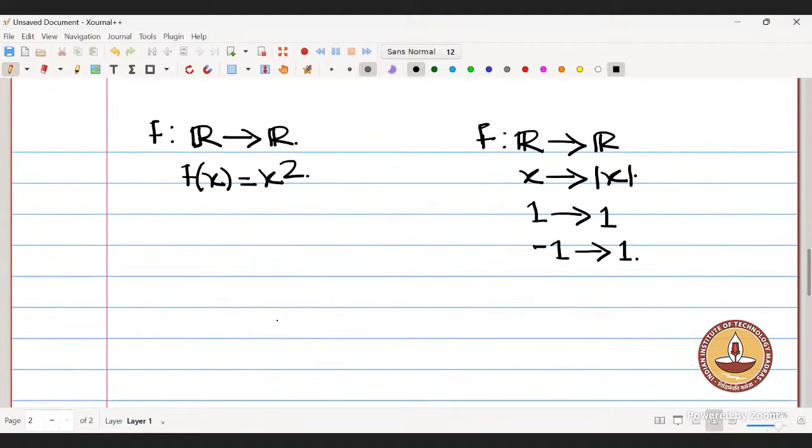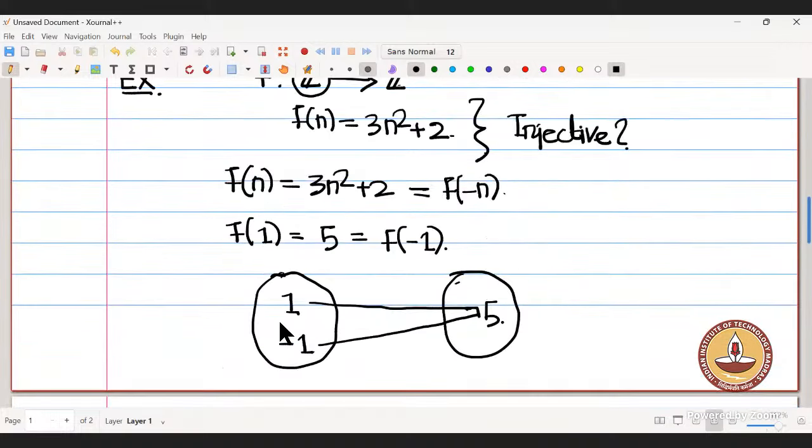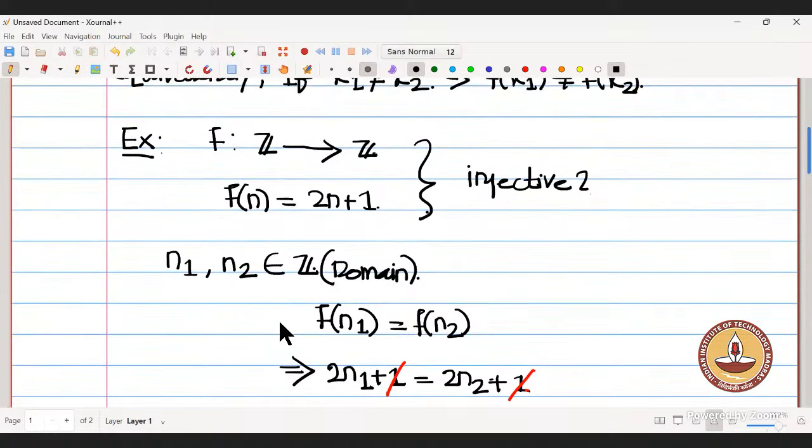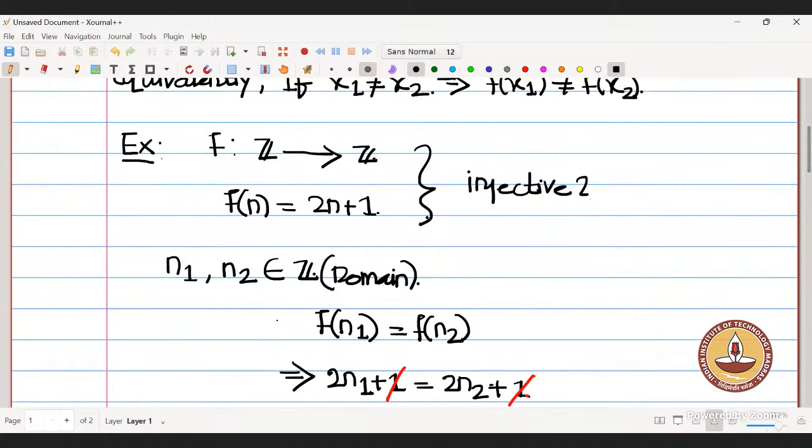Excuse me, sir. Sir, on what basis do we decide what procedure we should follow, like putting 1 and minus 1, or x1 and x2, two different values? See, in the first example, we applied that procedure because I wanted to show that this function is injective.